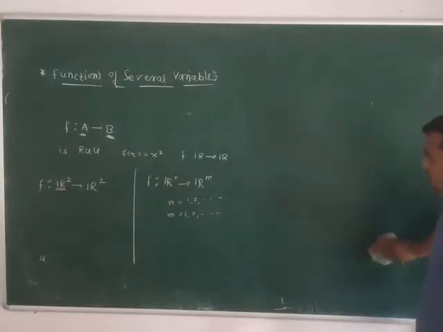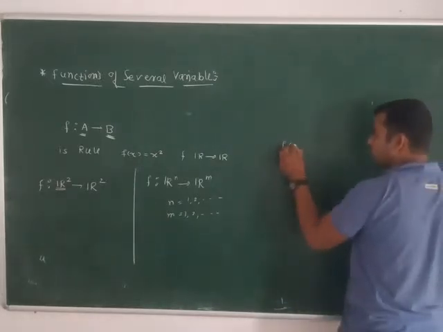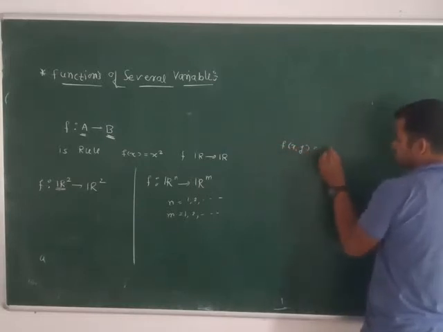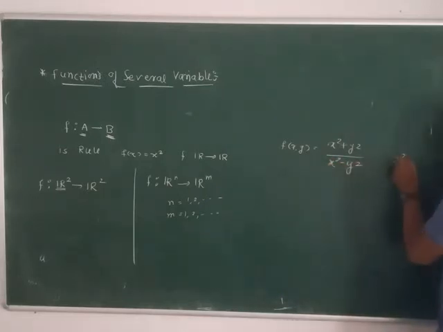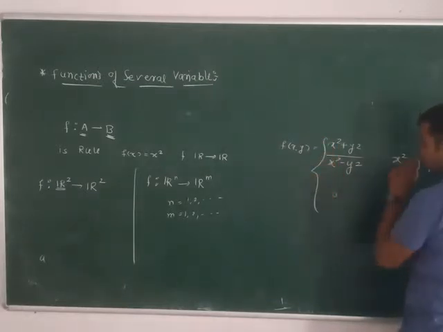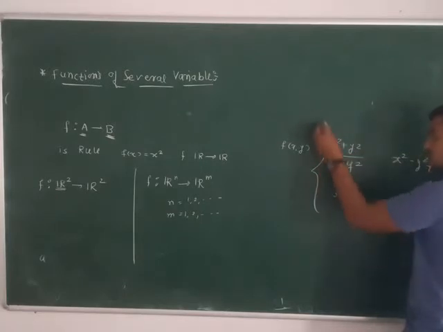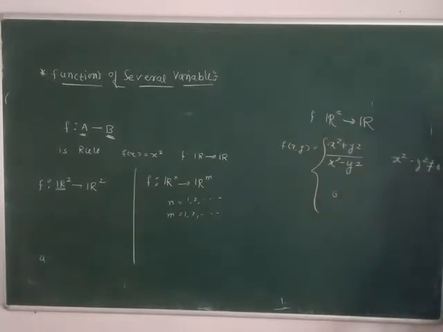What are the examples? If I define the function f of x comma y equal to x square plus y square upon x square minus y square when x square minus y square is not equal to 0, and equal to 0 otherwise, this is a unique real number. So this function is defined from R2 to R. It is a two-dimensional real valued function because the resultant we get is a real number.